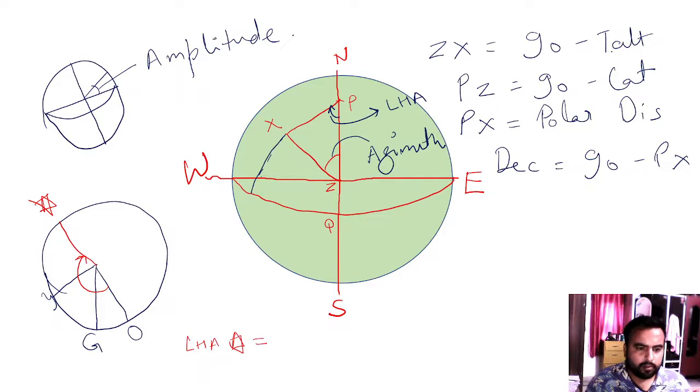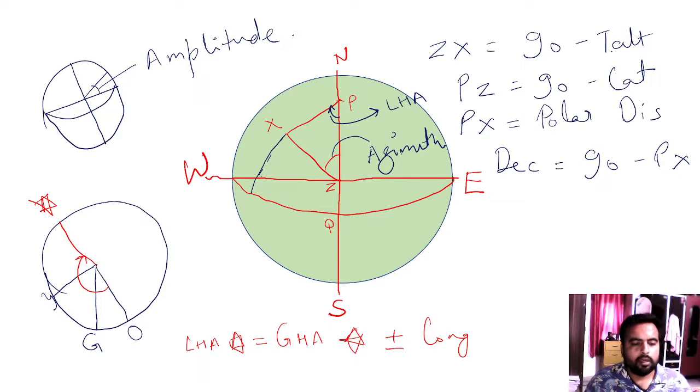LHA of the star is equal to GHA of the star, meaning from Greenwich to the star, and this is your longitude. So GHA star plus or minus longitude. If it is westerly, from here to here, then it will be minus. If it is easterly, like this in the diagram, then it will be plus. Just now we have added this one, so we get the LHA of the star.